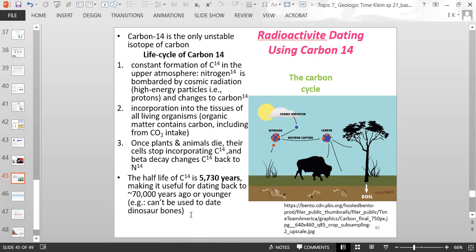So you can't use it to date dinosaur bones or anything that old, but if you find a seashell fossil or if you find woody material, you can date that. Archaeologists and anthropologists use carbon-14 dating to date things like linen and cloth and scrolls, like paper scrolls, things like that.